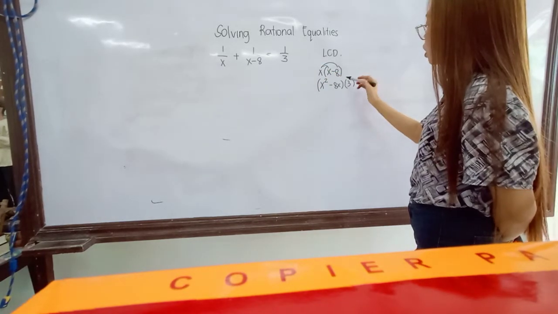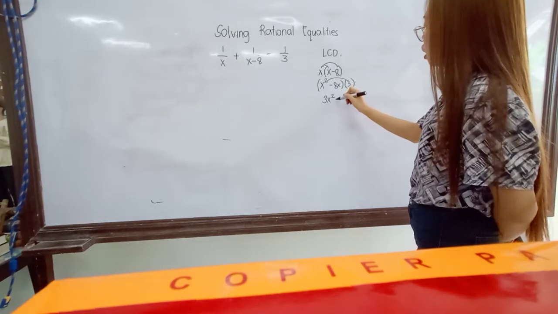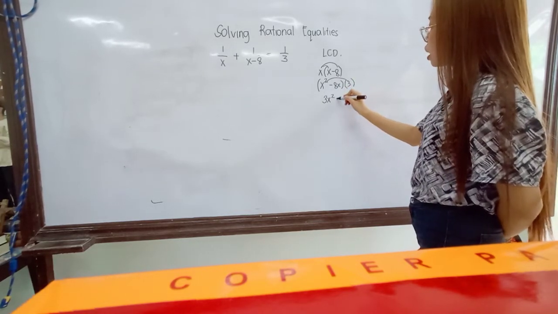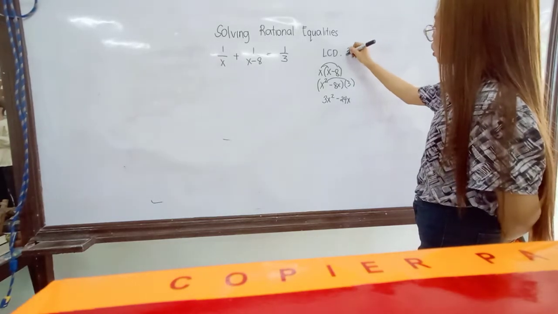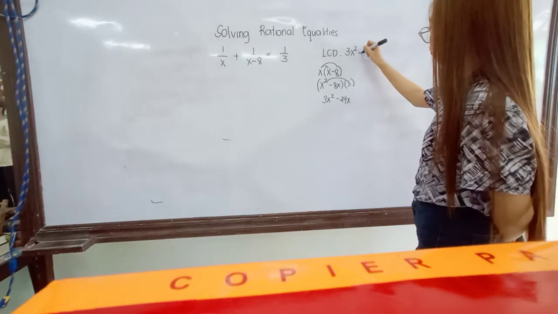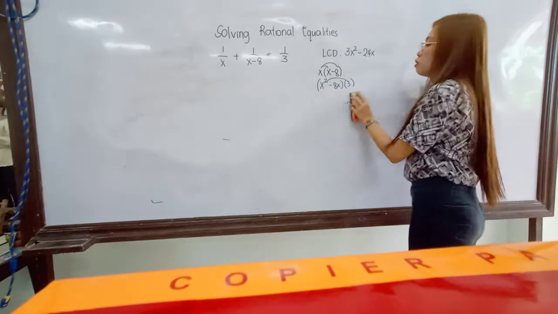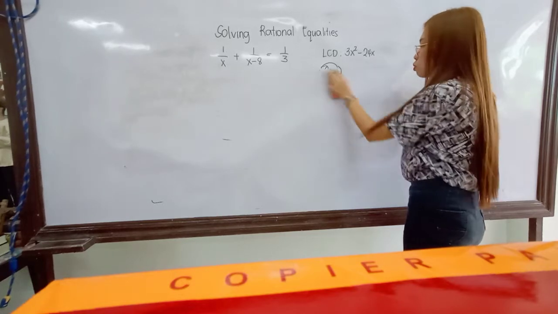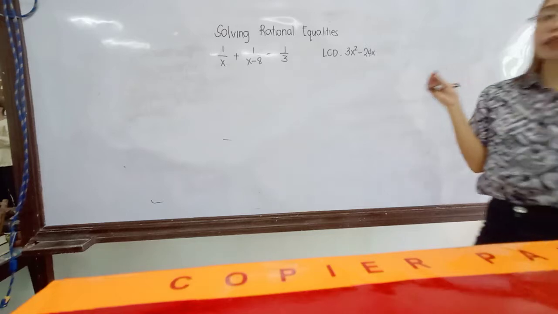Okay, so 3 times x squared, that is 3x squared. Then 3 times negative 8x, that is negative 24x. And that would be our LCD. So LCD is 3x squared minus 24x. I just multiplied all the denominators, and that is my LCD.